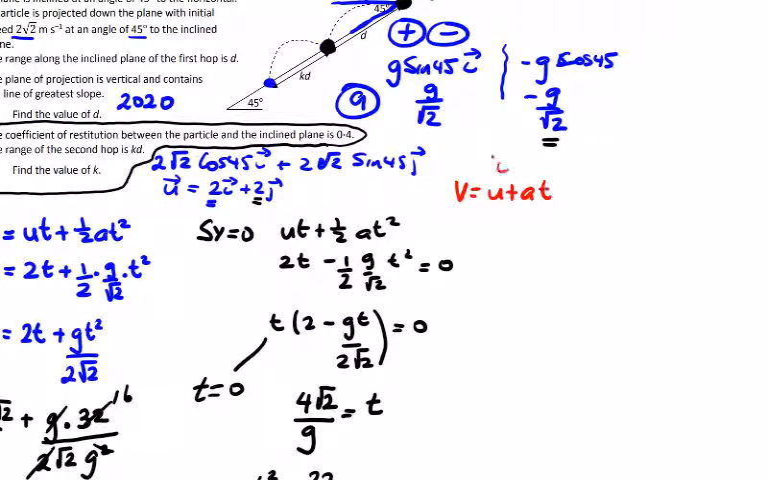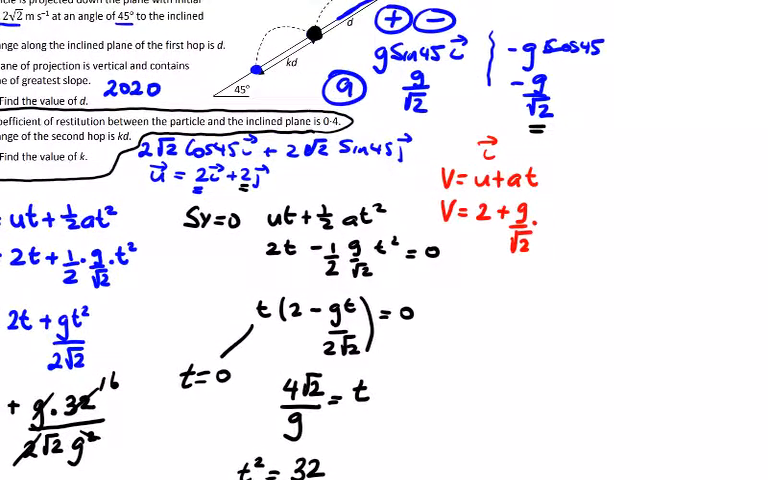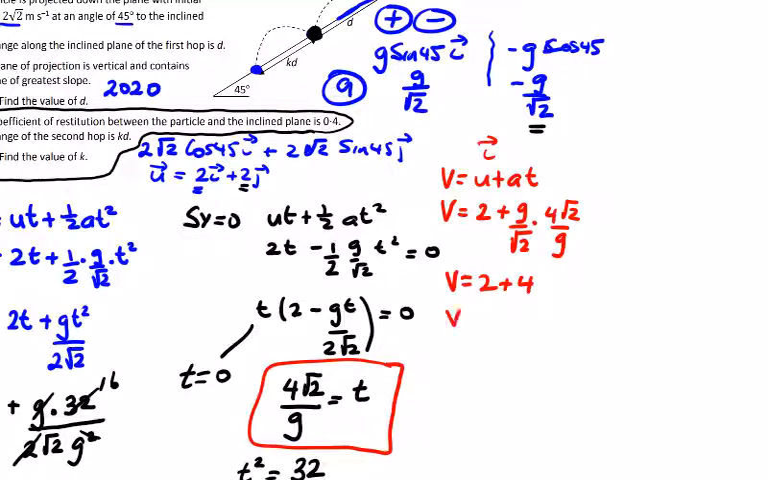So let's start with the i. The velocity, when it started at 2, it has accelerated at g over root 2 for a time of, what do we get for time? 4 root 2 over g. From down here, when it hits at impact, this is going to be the velocity. Velocity is going to give 2, and there's a lot of cancellations, just leaving me with a 4. So that's going to be equal to 6 in the i direction.